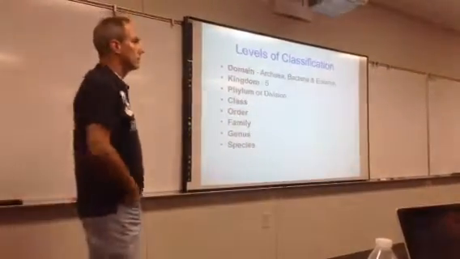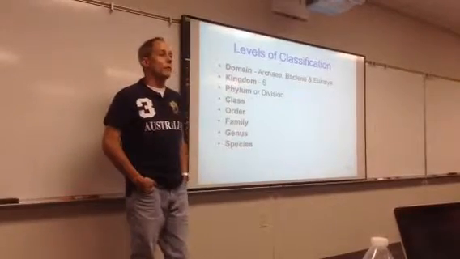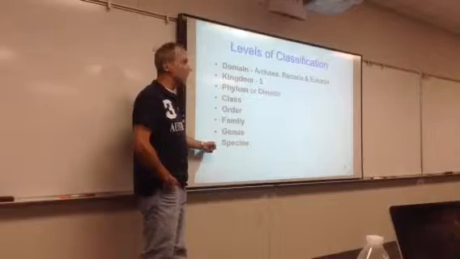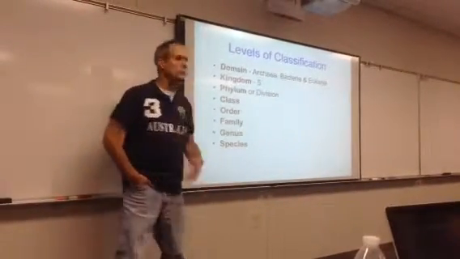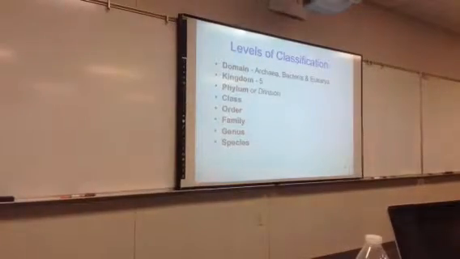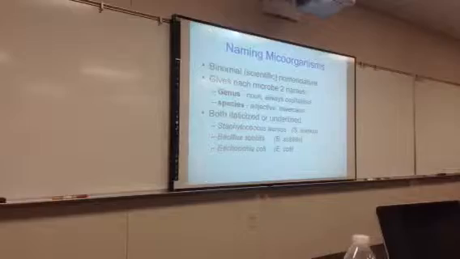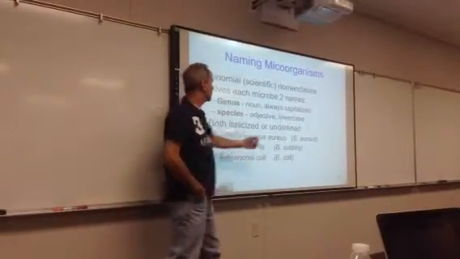Okay? So domain kings play chess on funny green squares. For this class, we're going to focus on genus and species. Let me give you some examples of genus and species. And by the way, when we do genus and species, both are going to be italicized. The genus is capitalized, the species is not.